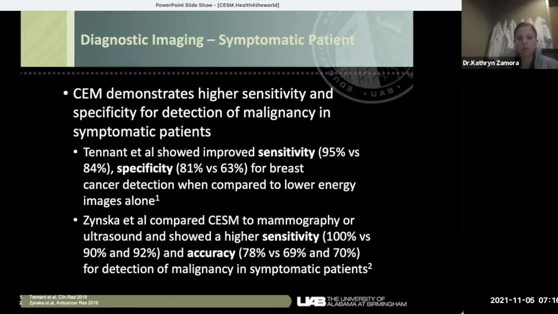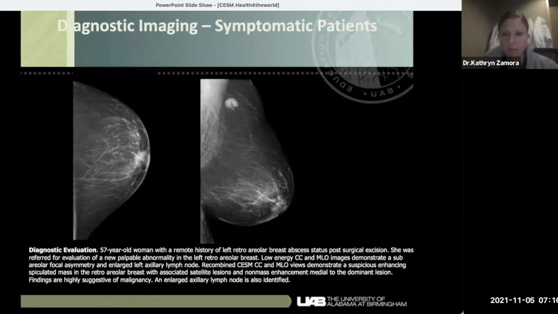Another study compared contrast-enhanced mammography to ultrasound and to mammography and showed a higher sensitivity for detection of breast cancer in symptomatic patients with contrast-enhanced mammography, 100% versus 90% for mammography and 92% for ultrasound. Additionally, showed increased accuracy, 78% for contrast mammography, 69% for mammography, and 70% for ultrasound. Again, for detection of malignancy in symptomatic patients.